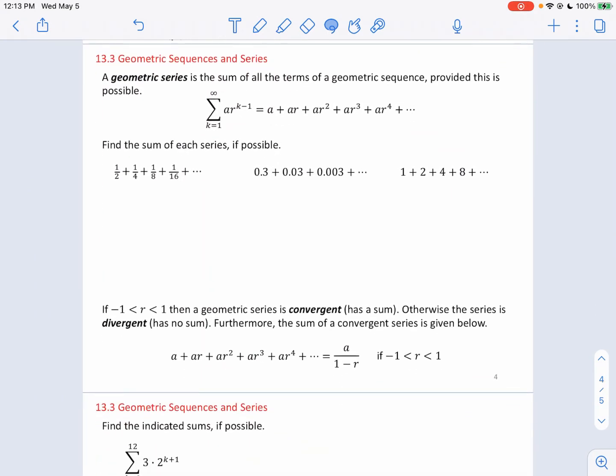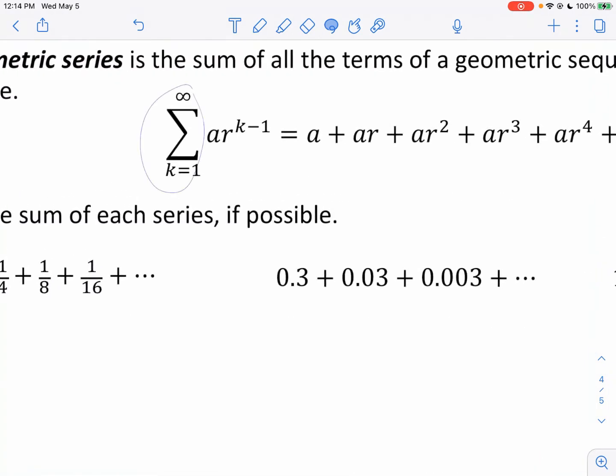A geometric series is the sum of all the terms of a geometric sequence, provided this is possible. So here we have summation notation, and we have the general form of the explicit formula for a geometric sequence, a times the ratio to the k minus 1. And we start at k equals 1, but we go to infinity. So when you plug in k equals 1 first, you get a times r to the 0, which is just going to be a. When you plug in k equals 2, you get a times r to the 1, or just ar. When you plug in k equals 3, you get ar squared.